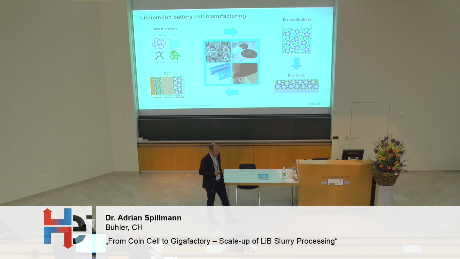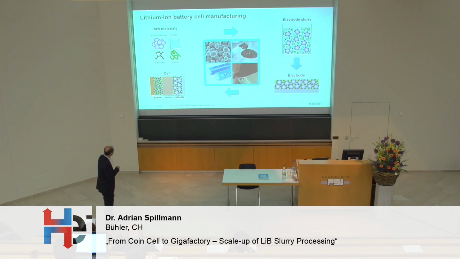So for the manufacturing of lithium-ion battery cells, you have different processes and intermediate materials involved. So we typically start with the raw materials. On the one hand side, we have the active material, which is responsible for the storage of the charge carriers, so the lithium ions. We have some conductive additives, which make sure that the electrical conductivity in the electrode is ensured.